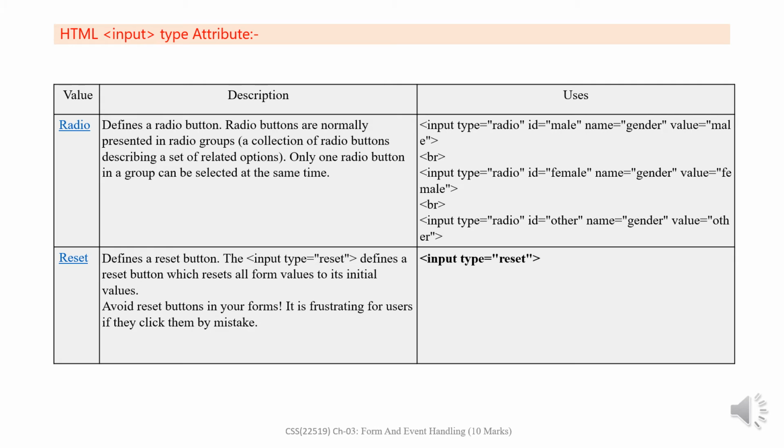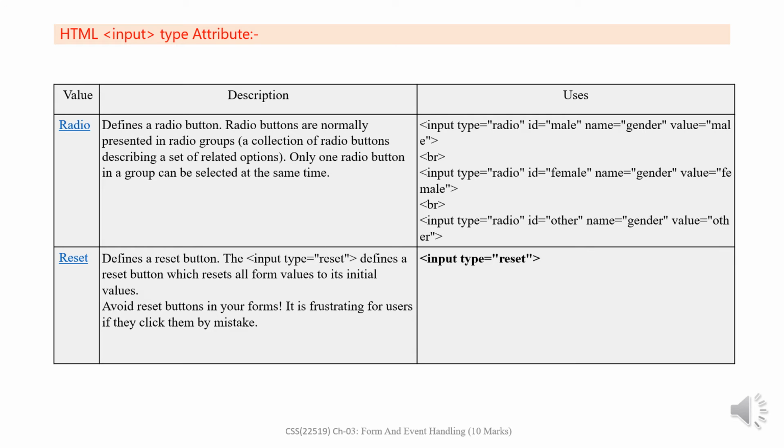Okay. Now next is the reset button. Reset defines a reset button. The input type equal to reset defines a reset button which resets all the form values to their initial values. Avoid reset buttons in your forms. It is frustrating for users if they click them by mistake, because the form will be reset. So generally avoid the reset button. Okay. And the use of this is input type equal to reset.